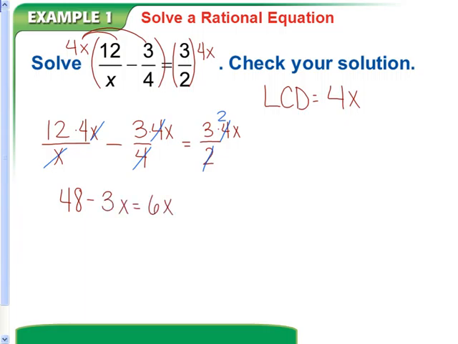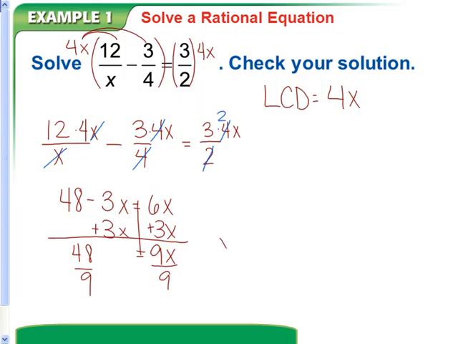Now we just have a linear equation that we can solve. So we drop down our line and add 3x to both sides. So 48 equals 9x, and then you divide both sides by 9. You could do it as 5.3 repeating or as a reduced fraction. The method I would prefer is the fraction.